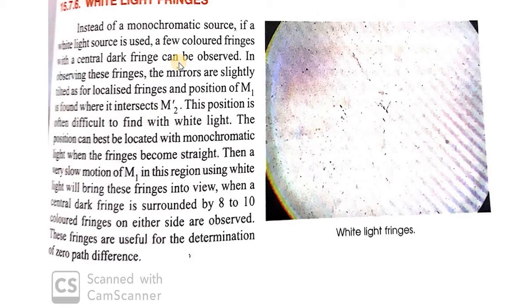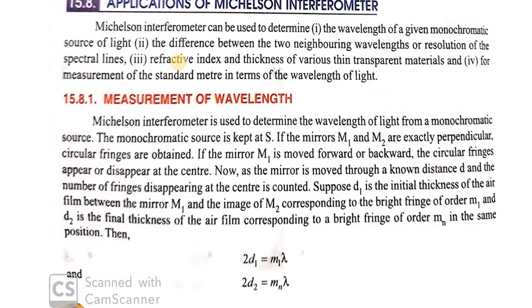Then a very slow motion of mirror M1 in this region, using white light, will bring fringes into the field of view. A central dark fringe surrounded by 8 to 10 colored fringes on either side is observed. And it is clear. So next, what are the applications of the Michelson interferometer?